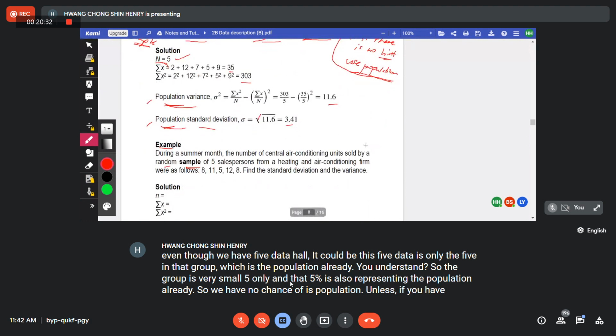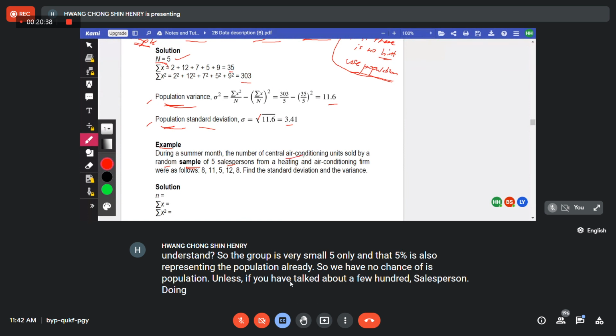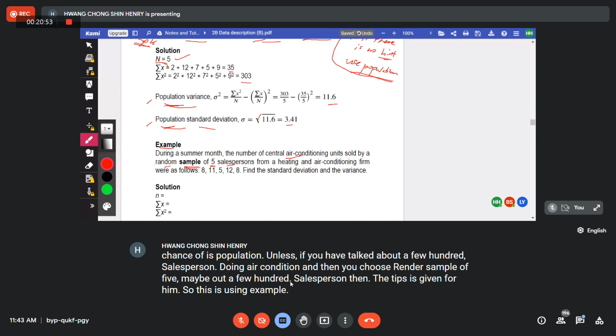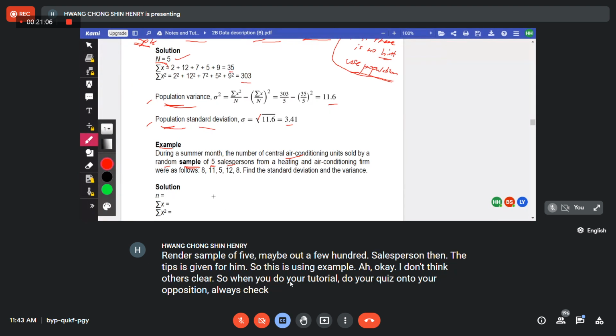Unless you are talking about a few hundred salespersons doing air conditioning, and then you choose a random sample of 5 out of a few hundred salespersons, then the tip is given, the hint. So this is using a sample. Okay, Dongsheng. Others clear? So when you do your tutorial, do your quiz, or do your past questions, always check the tips, the hint words.